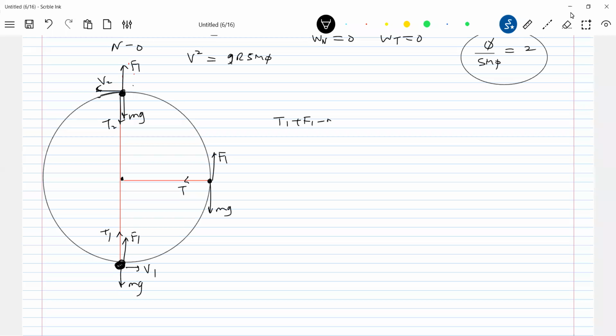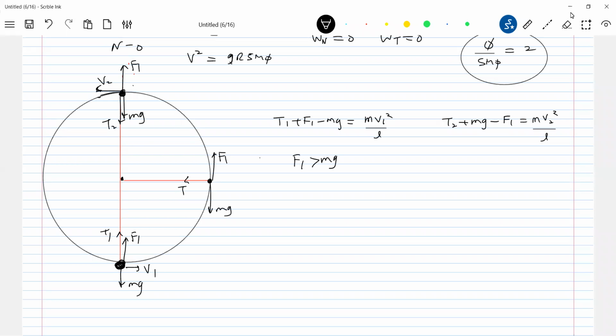T1 plus F1 minus mg equal to mv1 square by L. At the highest point, T2 plus mg minus F1 equals mv2 square by L. And I'll put F1 greater than mg until where the critical point will come. It all depends on that situation.